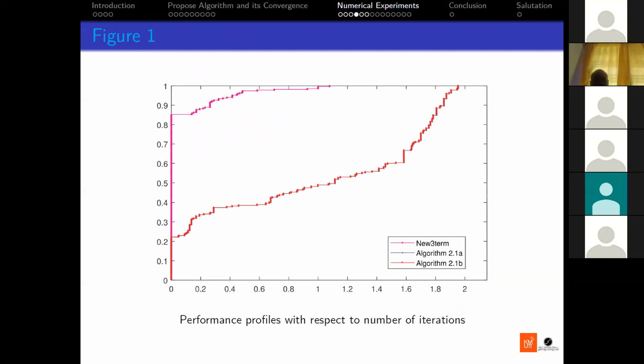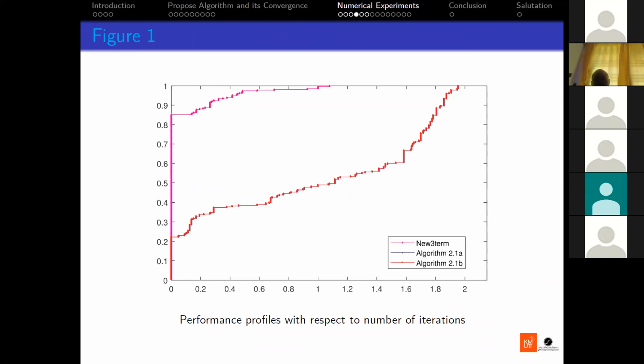Then we consider 3 metrics. The first one is the number of iterations. The second one is CPU time, and the third is the number of function evaluations. In this graph, obtained using the Dolan and Moré performance profile, the summary is that the curve or solver that lasts longer on the y-axis is the best solver. So we can see that NewTerm is the one that lasts longer on the y-axis.